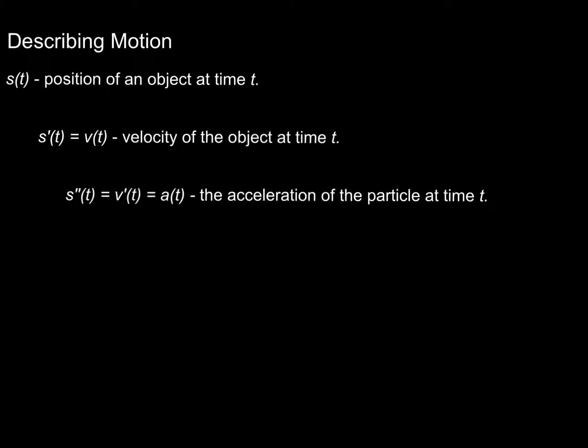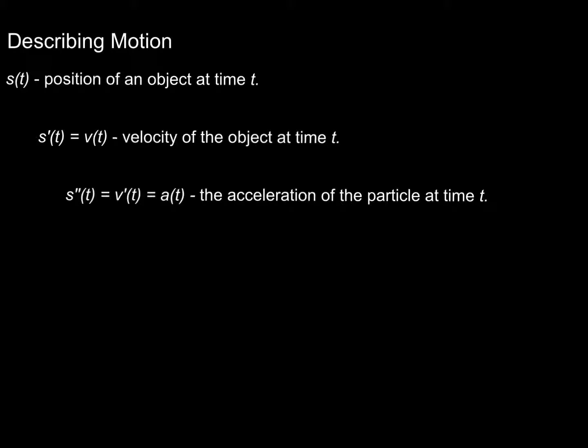Okay, so here's the basic relationship. When describing motion, I have a function s of t that describes the position of an object at a time t. Then the derivative of the position is equal to the velocity at that time t, the velocity of the object at time t. Now, one thing I encourage you to write down here is that the derivative s prime of t is the instantaneous rate of change of the position, which is velocity. How is your position changing, right?